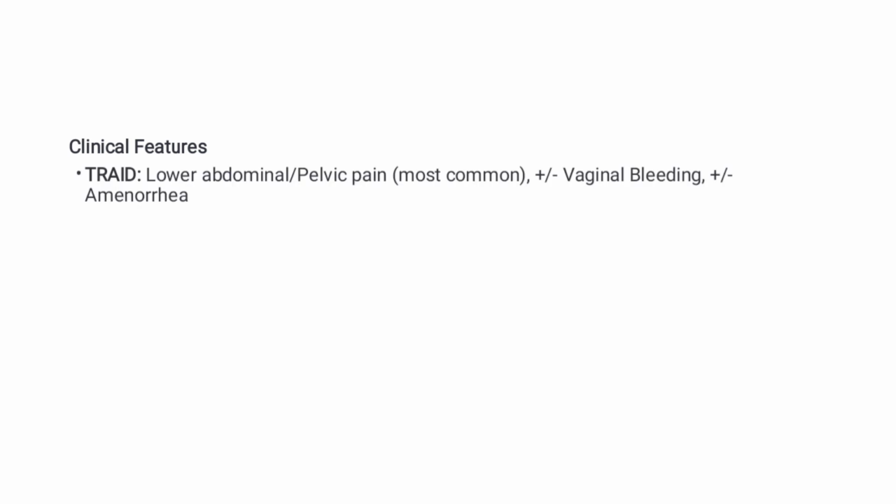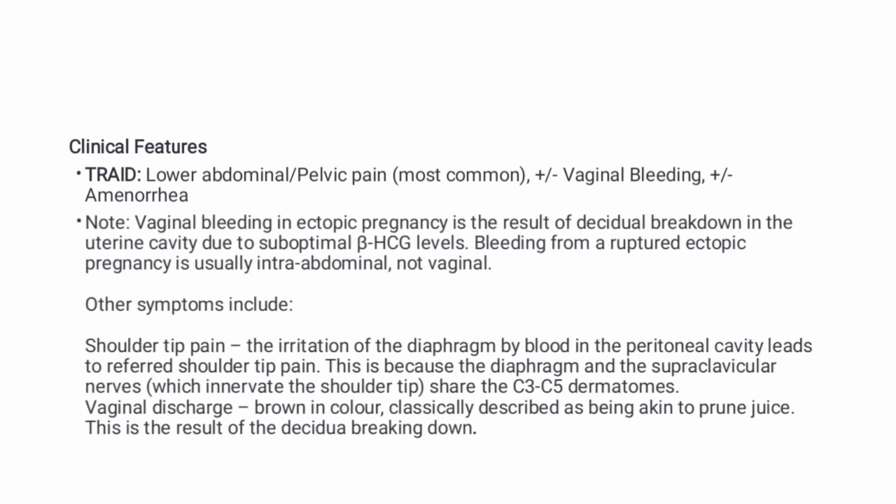Then clinical features, we can have a triad. Of course, we have lower abdominal or pelvic pain, which is the most common, plus or minus vaginal bleeding or amenorrhea. So the triad is the three symptoms: lower abdominal pain, vaginal bleeding, and amenorrhea. Those are the three symptoms which are common, but the commonest is lower abdominal or pelvic pain.